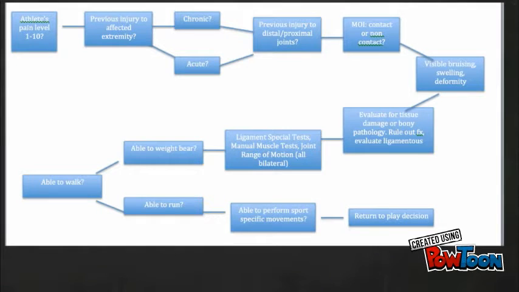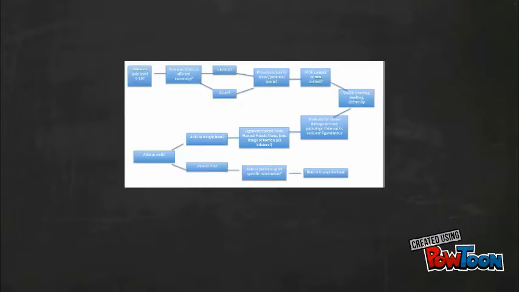Once I rule out a fracture, I then evaluate the ligaments. I then perform ligament special tests, medial muscle tests, and joint range of motion. These are all performed bilaterally. I then ask the athlete to weight bear. Are they able to walk? Are they able to run? And then I perform sport-specific movements.